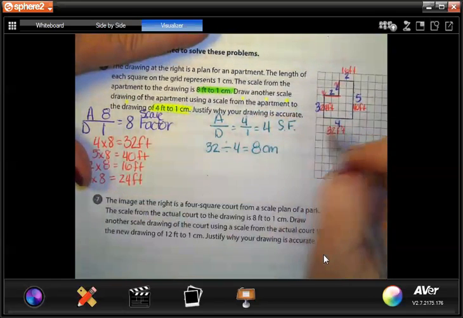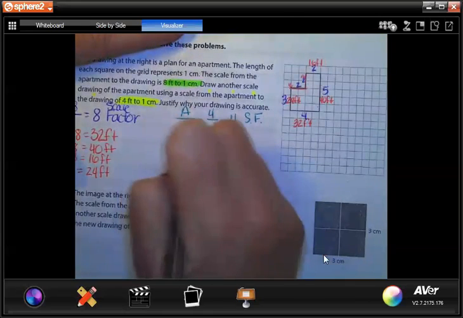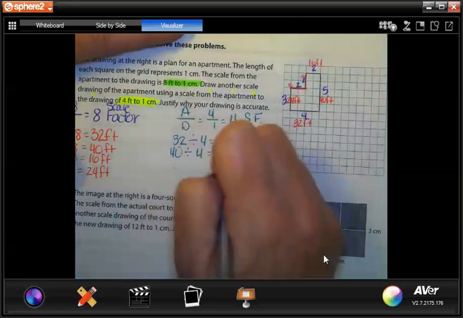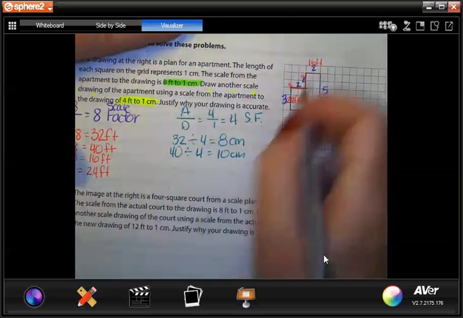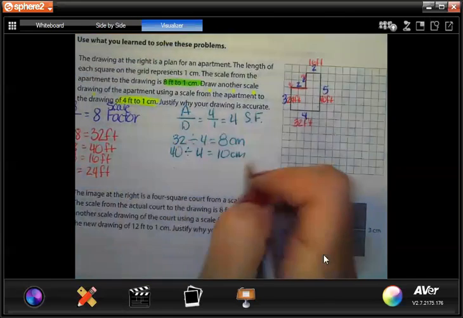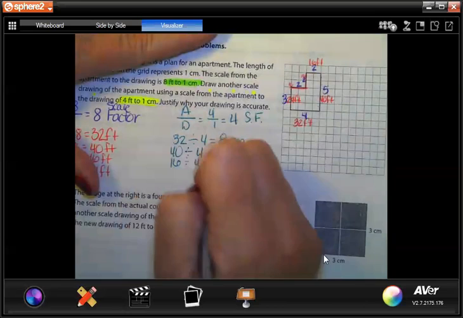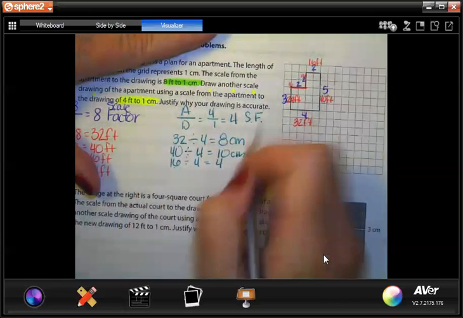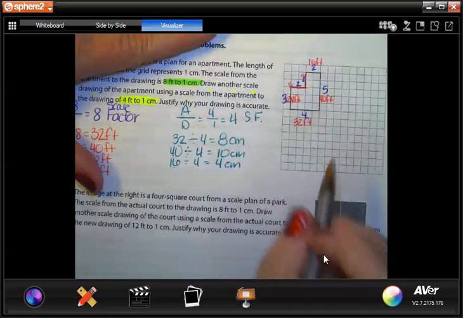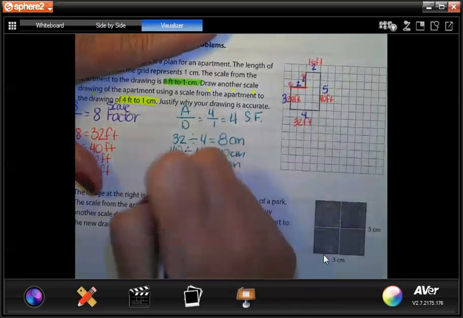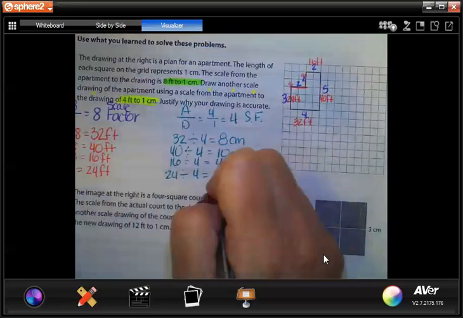So this side right here is going to turn into 8. We're going to go 40 divided by 4. So this side is going to be now 10 centimeters on my new drawing. Okay. Then we're going to go 16 divided by 4. So this side's going to be 4 centimeters in length, which this one and this one will be the same. Okay. All right. And then 24 divided by 4 comes out to be 6.